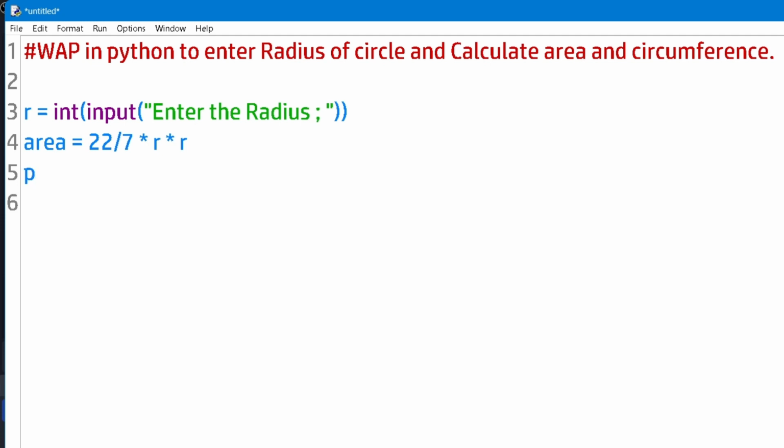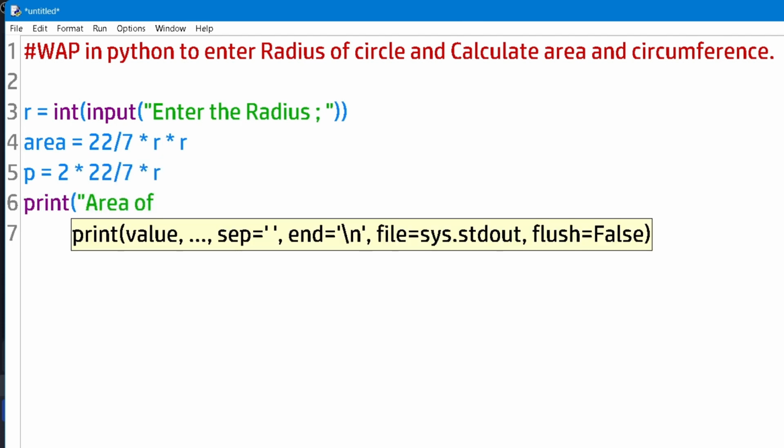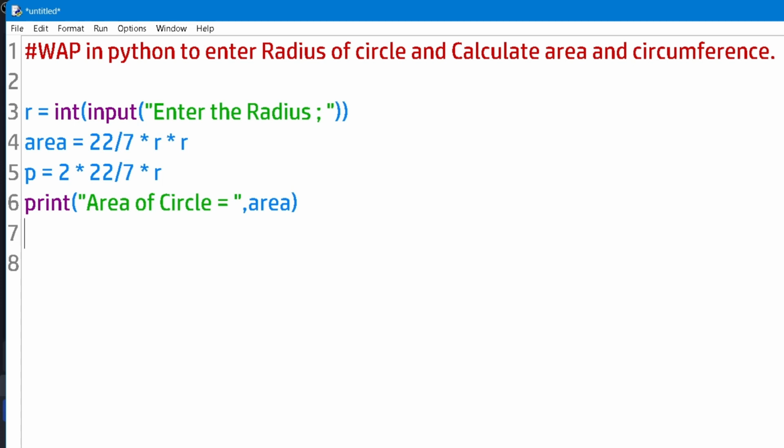Now we will calculate perimeter. So the formula of perimeter is 2 pi r. So we will write here 2 into pi, that is... now print area of circle, now we will print perimeter of circle. So we have to write here print perimeter of circle.